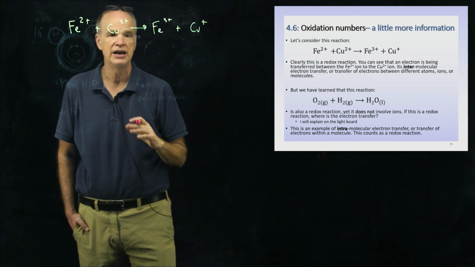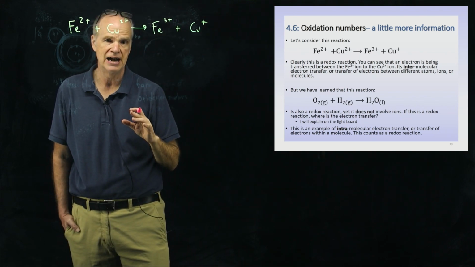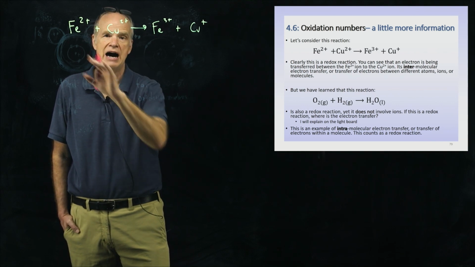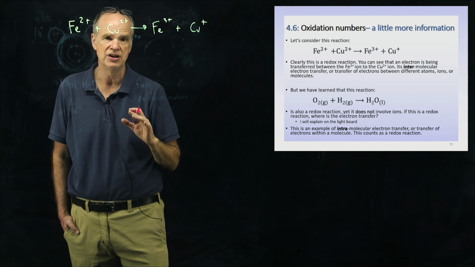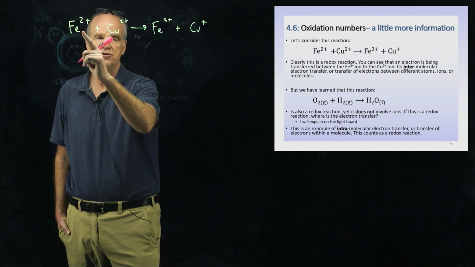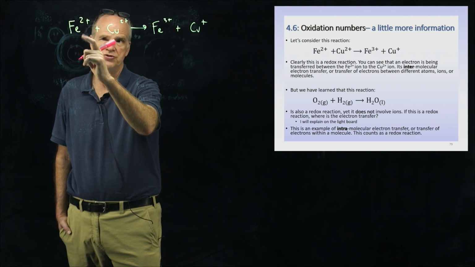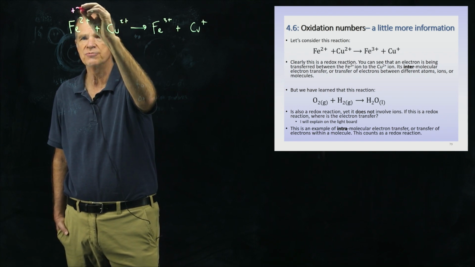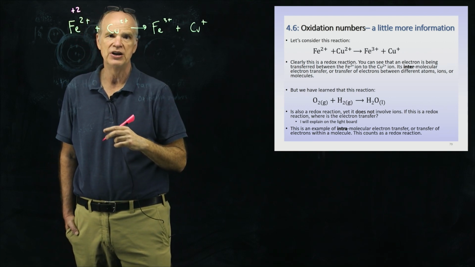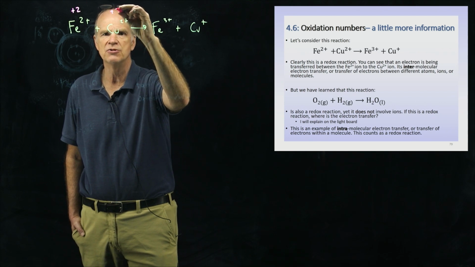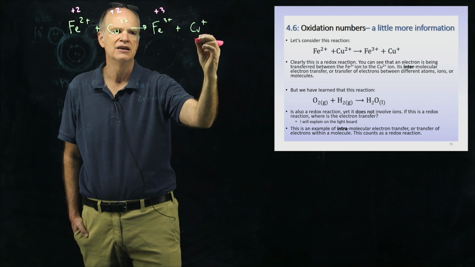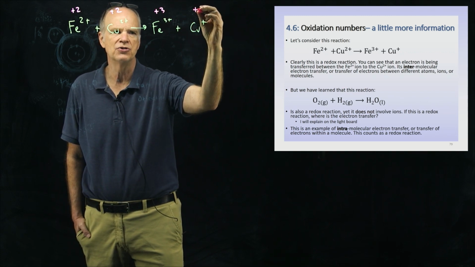Now, let's go ahead and see if this is a redox reaction. We can see it is a redox reaction because for iron and copper, their oxidation numbers are changing as we go from reactants to products. So iron 2+ is a monatomic ion with a 2+ charge. Its oxidation number is +2. Copper 2+ is a monatomic ion with a 2+ charge. Its oxidation number is +2. Iron will have an oxidation number of +3. Copper has an oxidation number of +1.